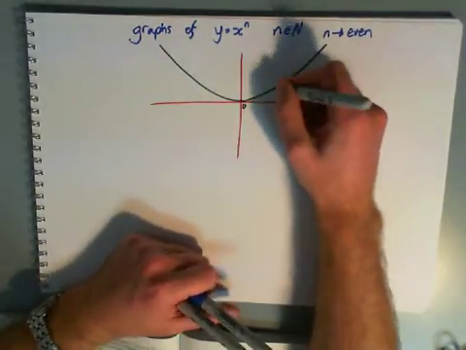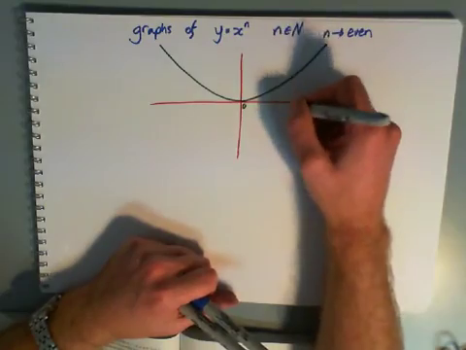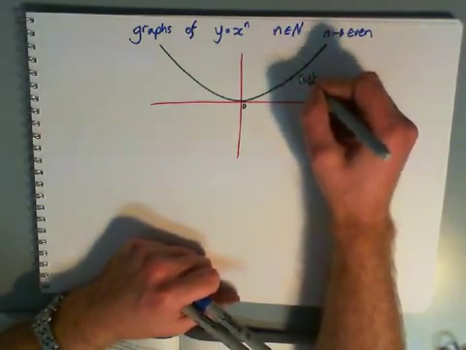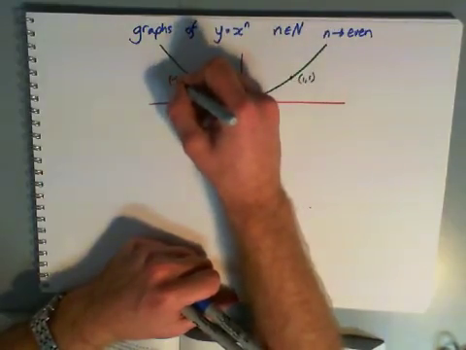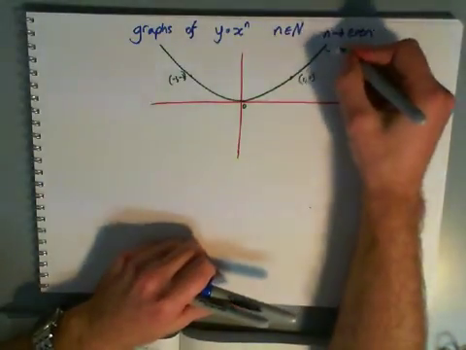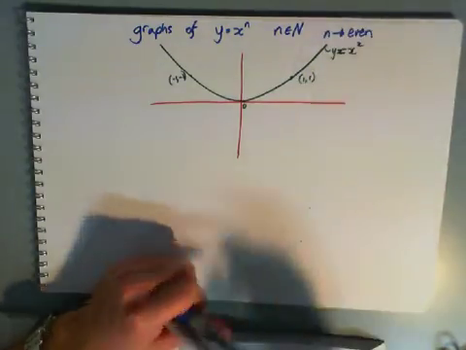Okay, it goes through the origin, goes through the point 1, 1, and also the point minus 1, minus 1. Okay, so that's y equals x squared.